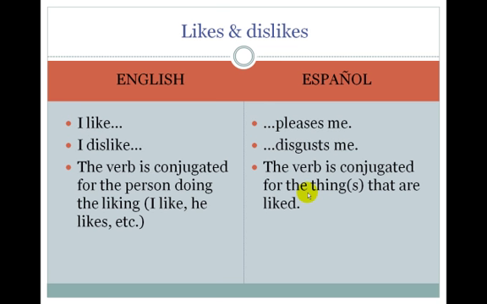So let's look at the comparison, the contrast between English sentence structure for expressing likes and dislikes and Spanish sentence structure for expressing the same thing. In English we say I like or I dislike or don't like, and the verb is conjugated for the person doing the liking. I like, he likes. You see that the verb changes there depending on the person. In Spanish we say what's essentially the same in English as such and such a thing pleases me, or disgusts me, or does not please me. And the verb is conjugated, therefore, for the thing or things that are liked.